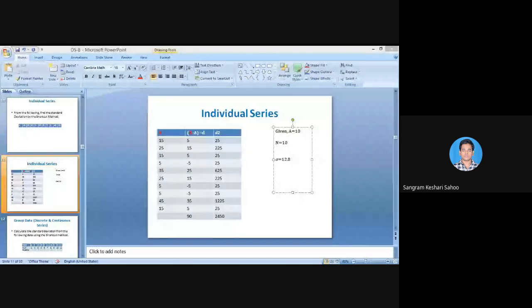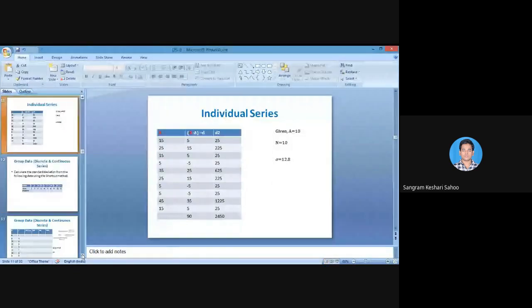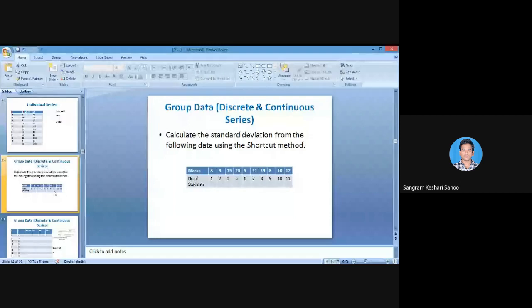Next, move to the next type of problem using the shortcut method, specifically to calculate the standard deviation. This type directly belongs to discrete series. Calculate the standard deviation from the following data using the shortcut method. We have marks as x variable and number of students as frequency variable. The marks are 8, 9, 15, 23, 5, 11, 19, 8, 10 and 12, and the frequencies are 1, 2, 3, 5, 6, 7, 8, 9, 10 and 11.